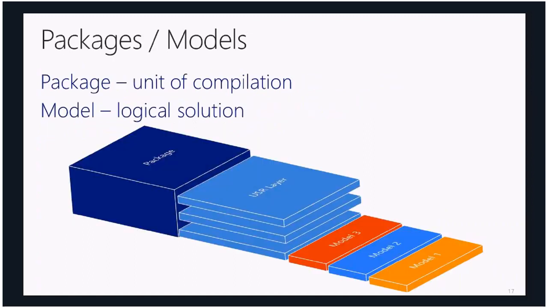It's important that we understand the relationship between packages and models. This is a classic diagram that should be familiar to anyone coming from AX 2012. Basically, the package is a unit of compilation. Everything under a package is compiled into a single assembly. While layers are becoming less and less of a concern, they still exist, but more importantly is the fact that one-to-many models exist within a package. A model should represent some sort of logical solution.